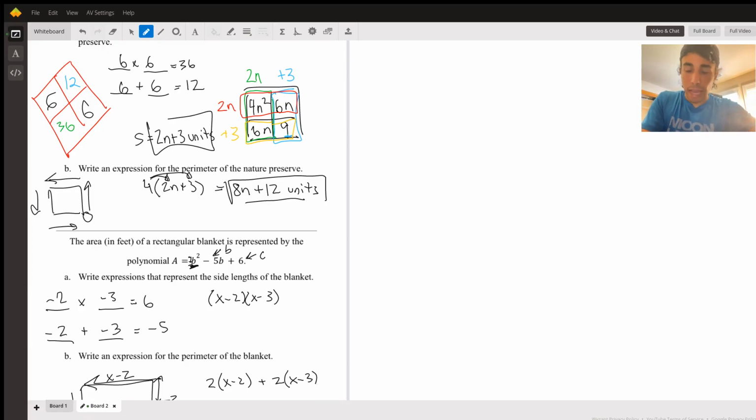All right, so let's distribute that. Combine like terms. 2 times x is 2x. 2 times -2 is -4. And then we got a plus. 2 times x is 2x. 2 times -3 is -6. And then we combine like terms. So we got 2x and 2x gives us 4x. Then -4 minus 6 gives us -10. And that will be our units. 4x minus 10 units.